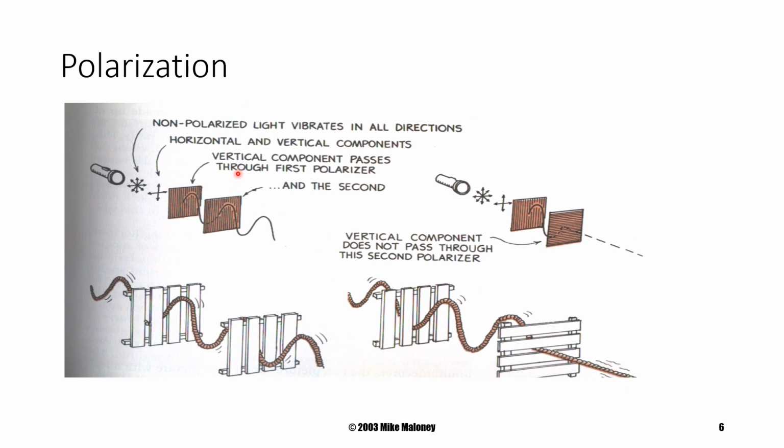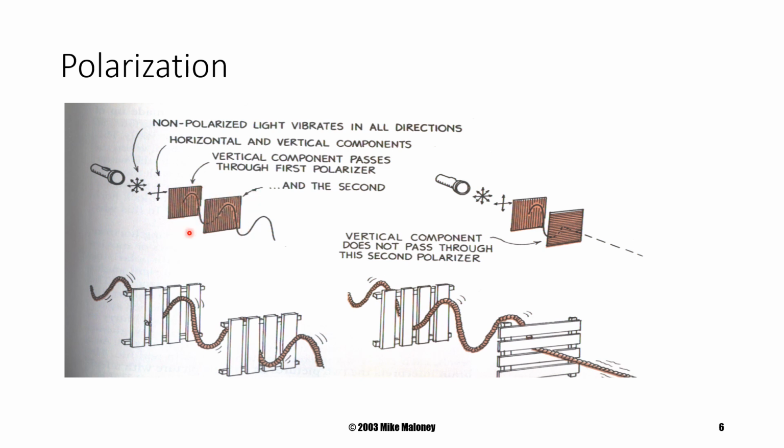The same thing happens in the case of polarized light. See that this is the source of unpolarized light. This light vector vibrates in all possible directions. Out of all these possible vibrations, which are the vibrations that pass through this first plate, which is called a polarizer? So the vertical vibrations are allowed to pass.